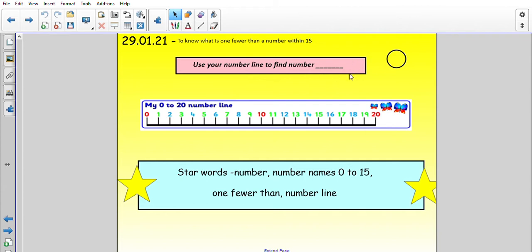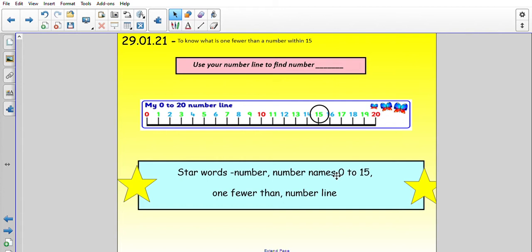We're going to see if we can have a game today at finding a number on the number line. You might like to play with someone else, or you might like to challenge yourself. So I'm going to challenge myself. I'm going to see if I can find number 15. Now 15 is 10 and 5 more, so it's quite a big number. There's my 10. And 15 is 10 and 5 more, so it's going to be past my 10. There it is.